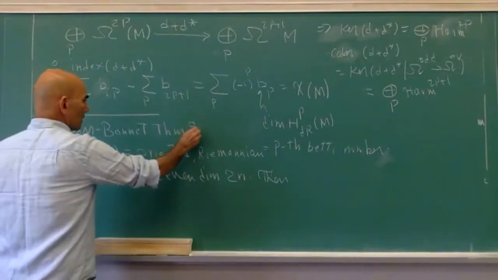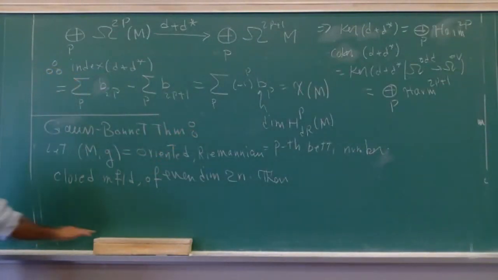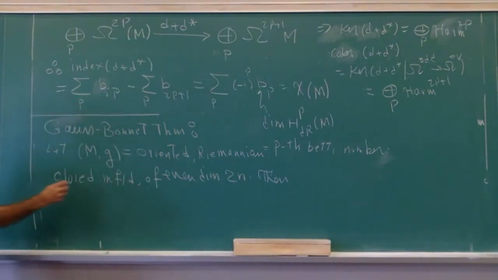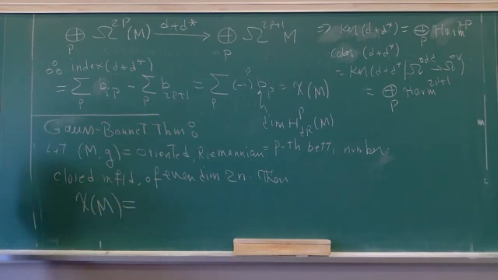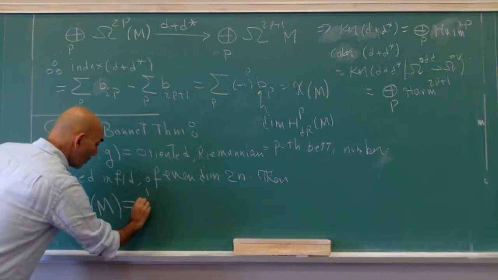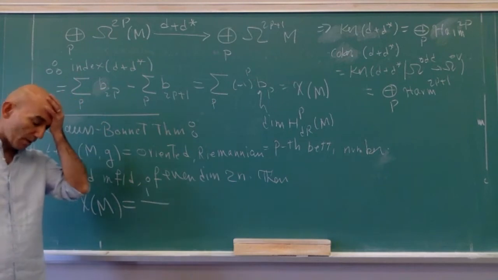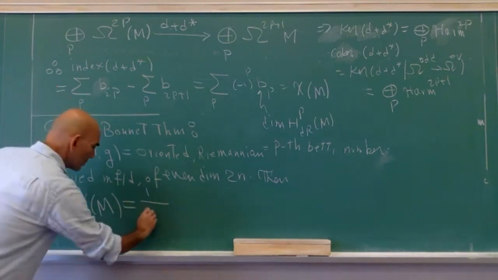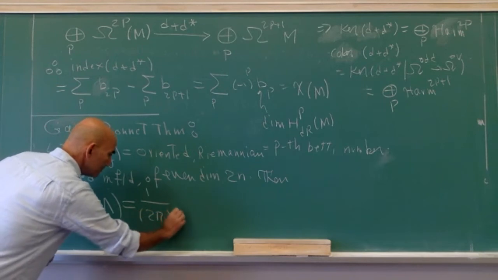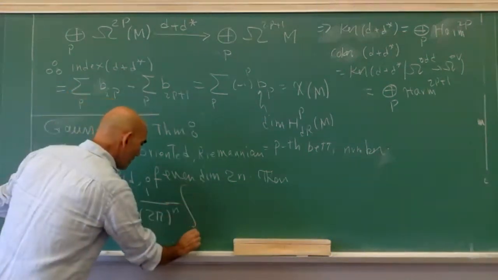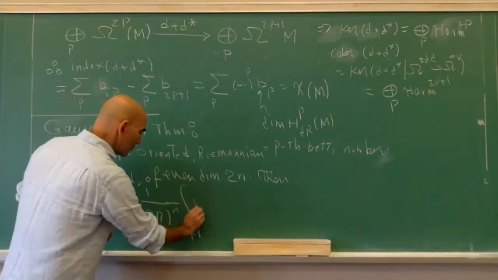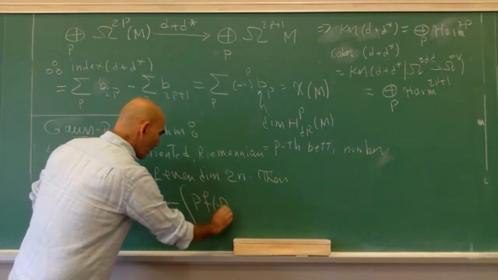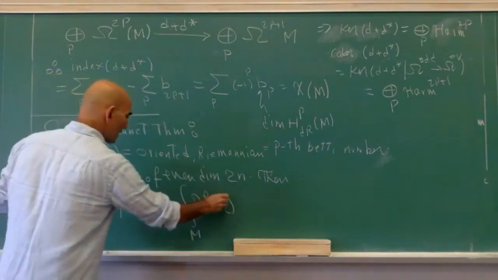So this is what Gauss-Bonnet says. Then the Euler characteristic of M is equal to, I believe it's going to be something like this: 1 over 2 pi to the power n, maybe. I'm not 100% sure. Integral over M of a certain differential 2n form. This differential 2n form is the Pfaffian of omega. So that's the result.